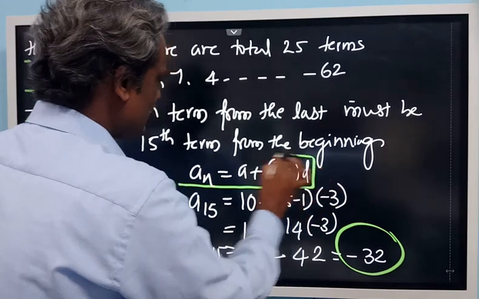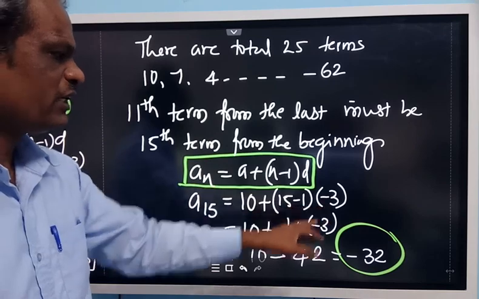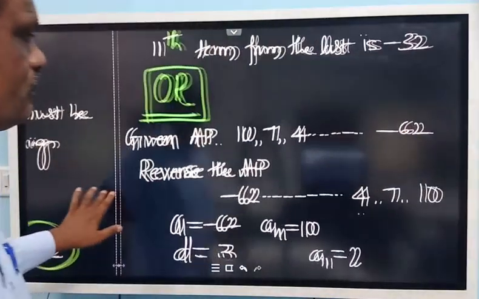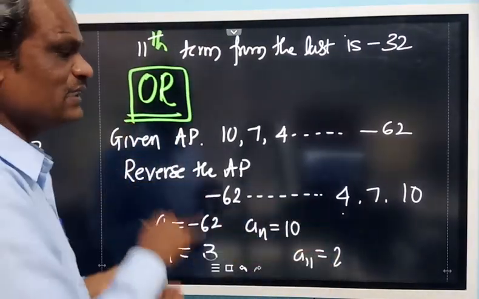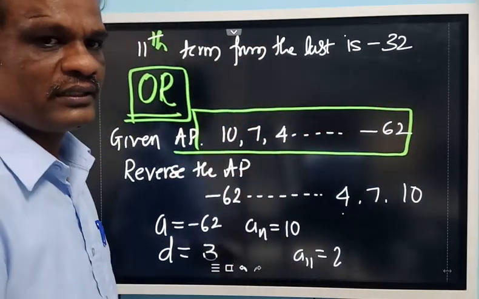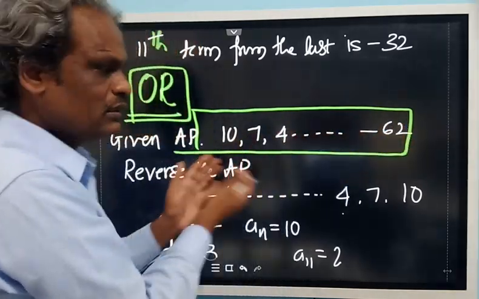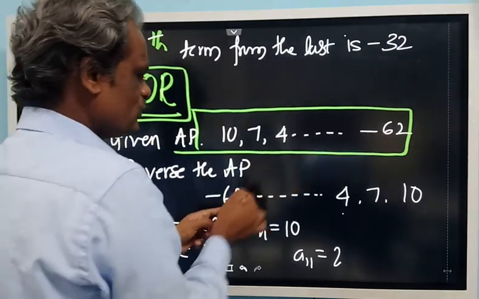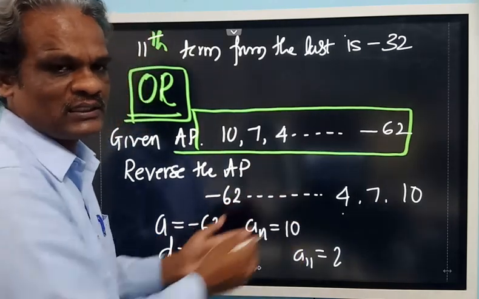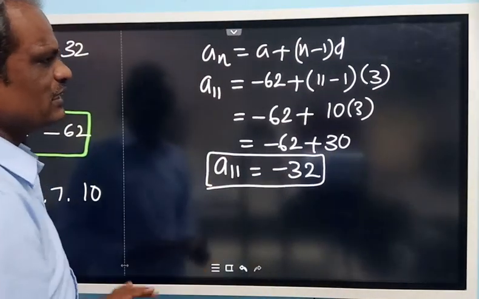Then use the same formula. a_n is equal to a plus (n minus 1) into d. For a15, 10 plus 14 into minus 3, and the answer is minus 32. So again the same question you can do in another way. Reverse the AP itself. The given AP is this one, 10, 7, 4. They asked us to find the 11th term from the end. So instead of doing it from this direction, reverse the AP itself. Write minus 62 first and this at the end. Then naturally the 11th term will be from the beginning. From this side you calculate the 11th term and you get the same answer, minus 32.